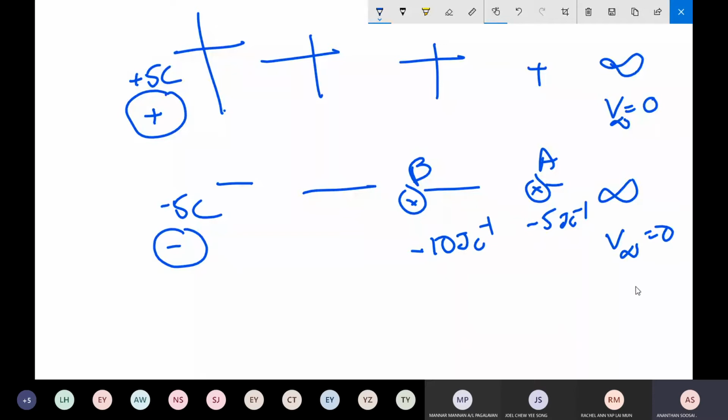The work done to bring a positive test charge from infinity to this point is found to be -10 joule per coulomb. That means negative, because the center charge is negative and the test charge is positive. To make the negative and positive get closer, do you need to do positive work? When you bring the negative and positive closer, they move by themselves, right? So the work done by you is negative work, because you never do any positive work.